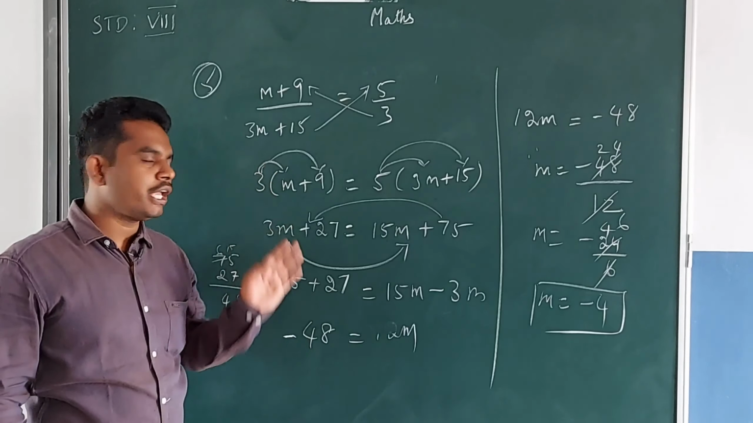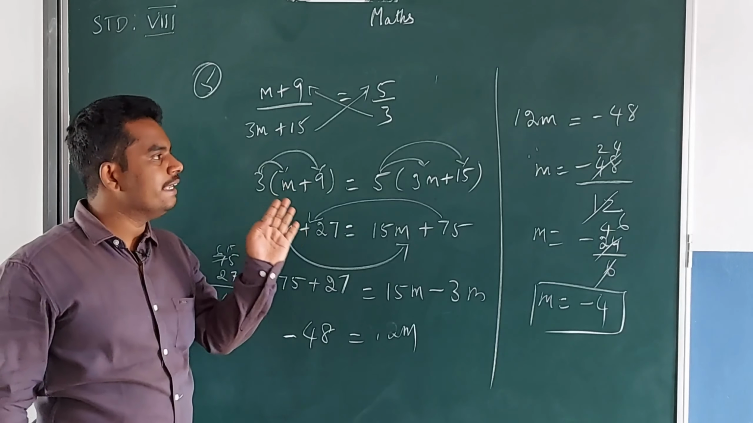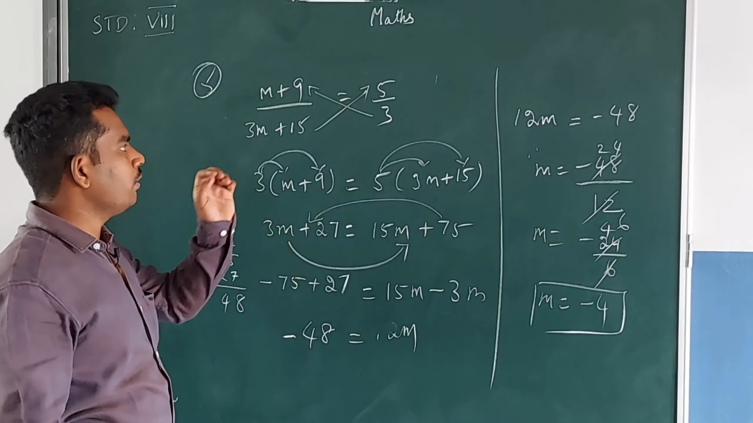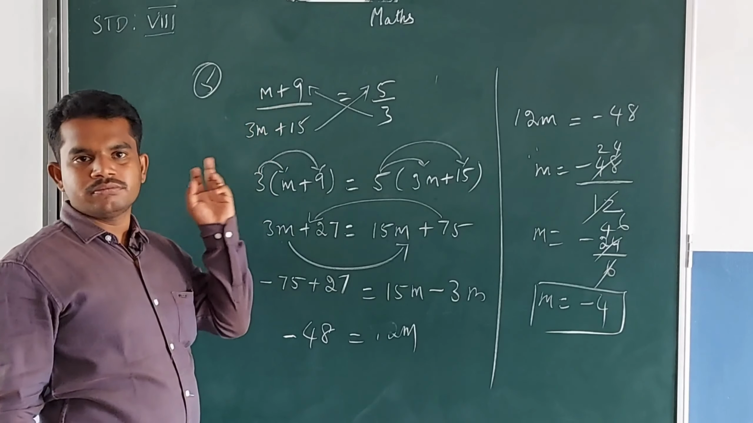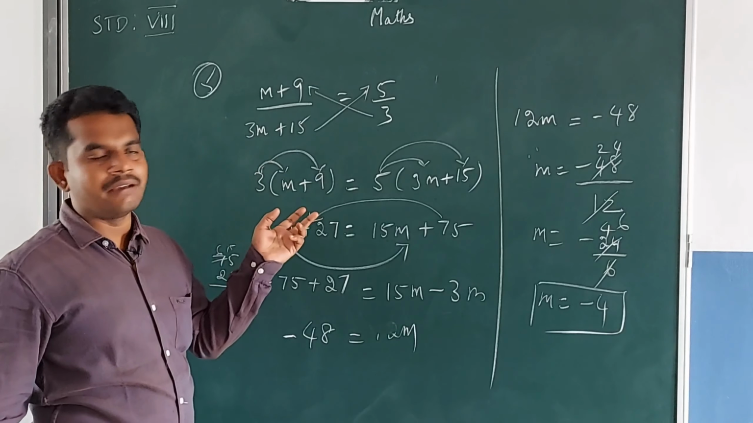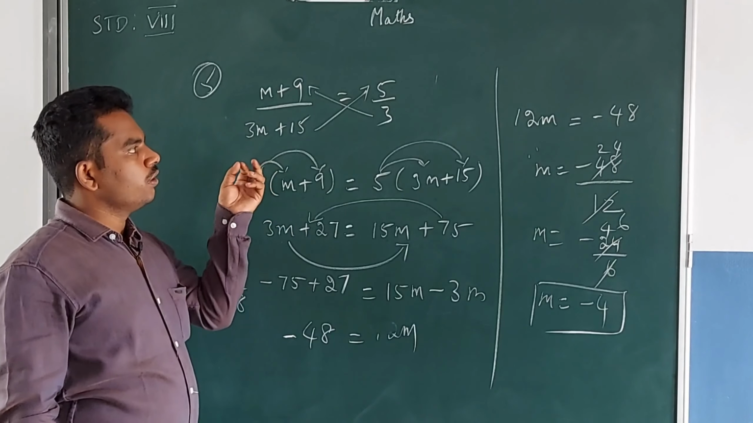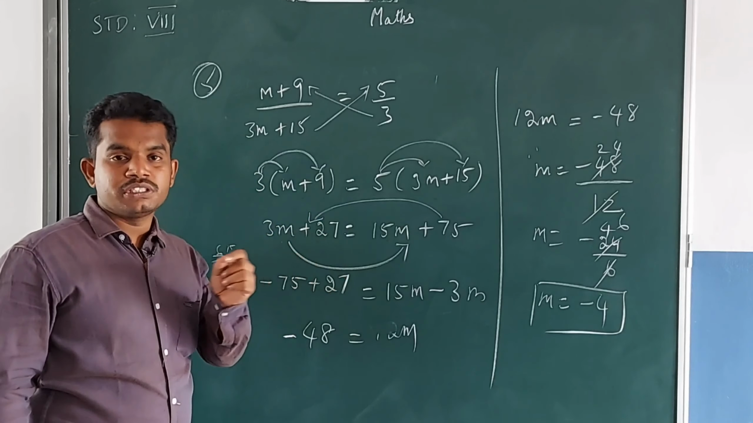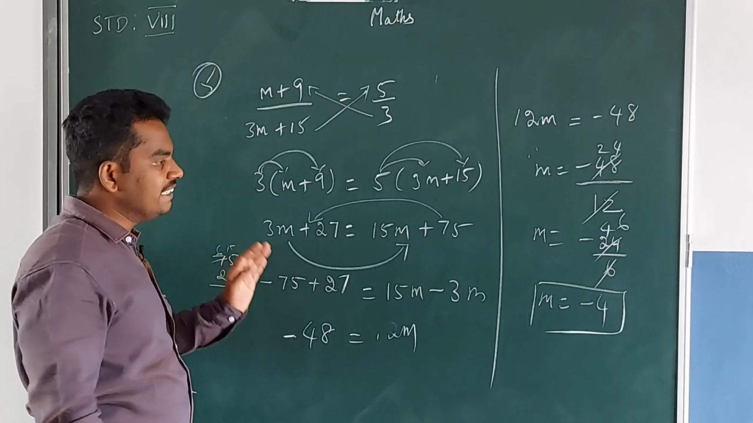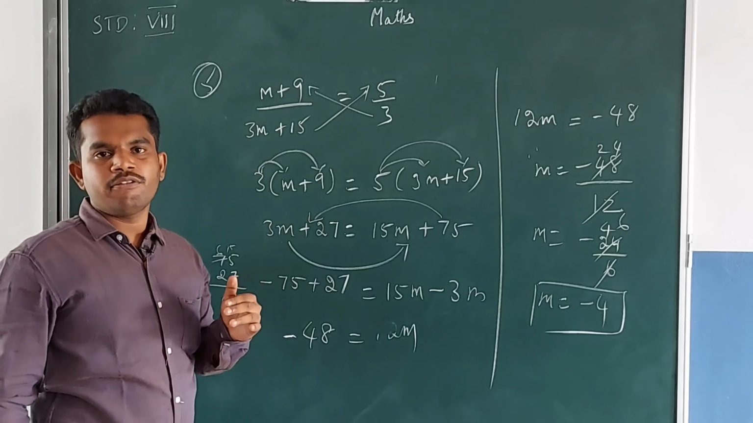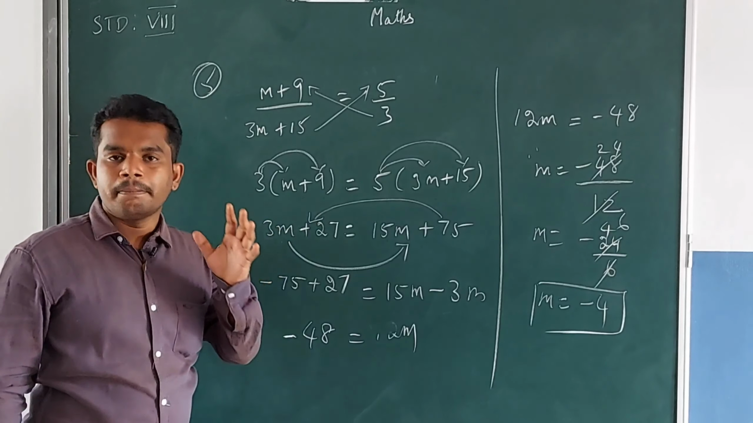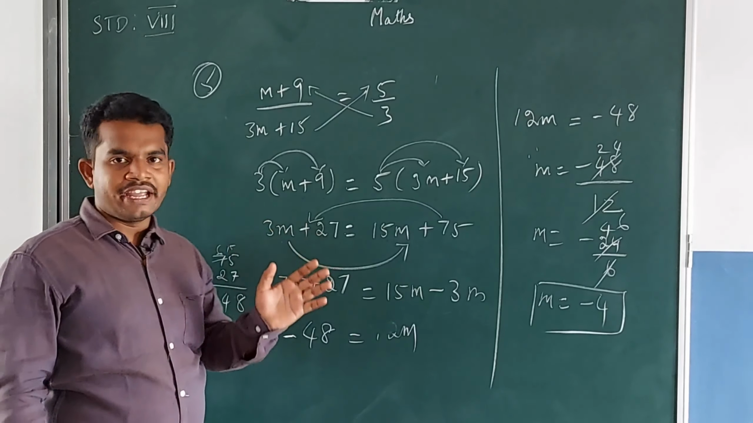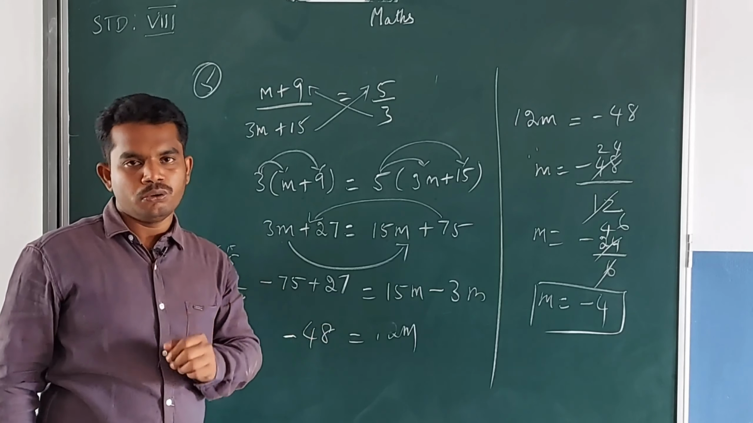So in this way you have to do the linear equation in one variable. One variable means here also m, here also m, not different variables. Okay. So in 7th standard you studied only basics. In 8th standard a little more higher linear equation. So you should practice the book exercise and also the homework.